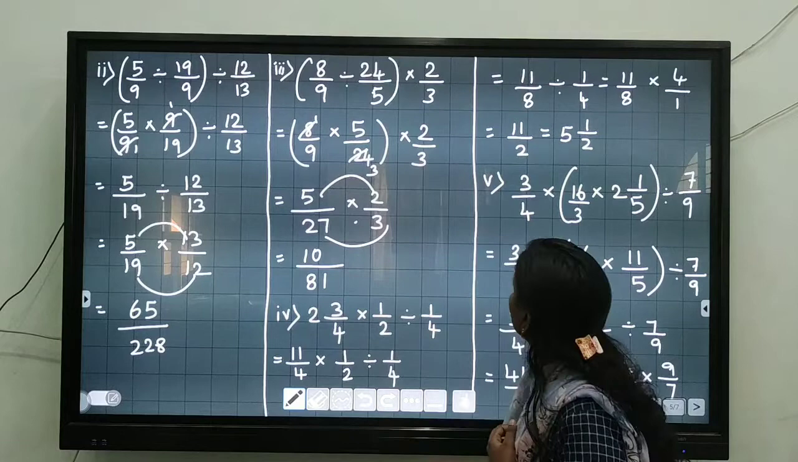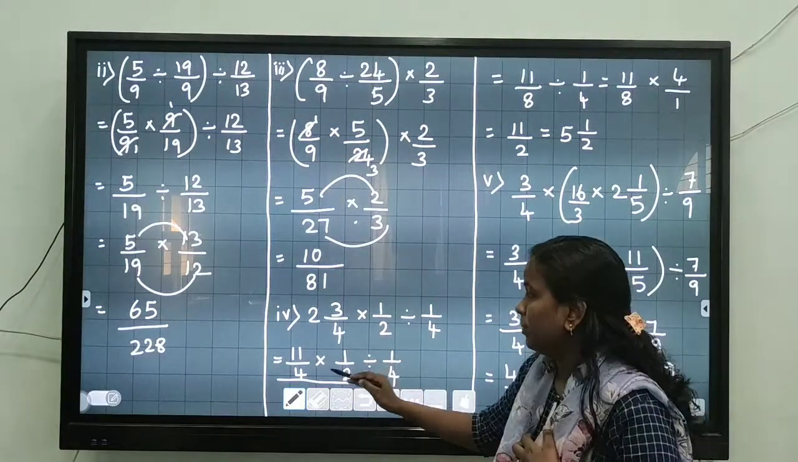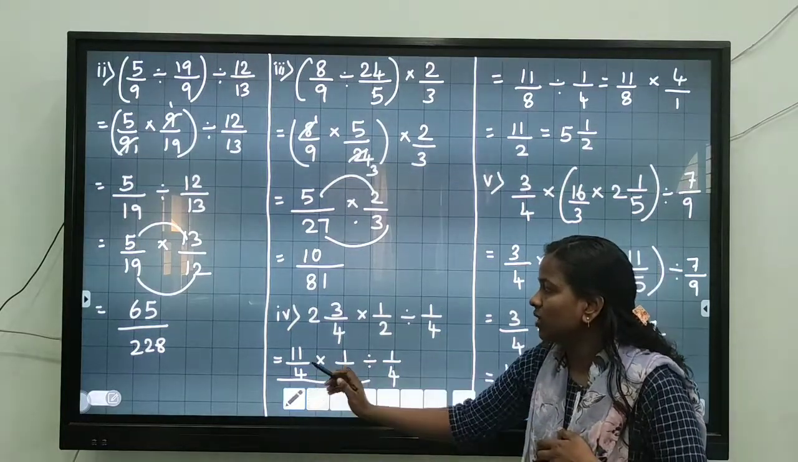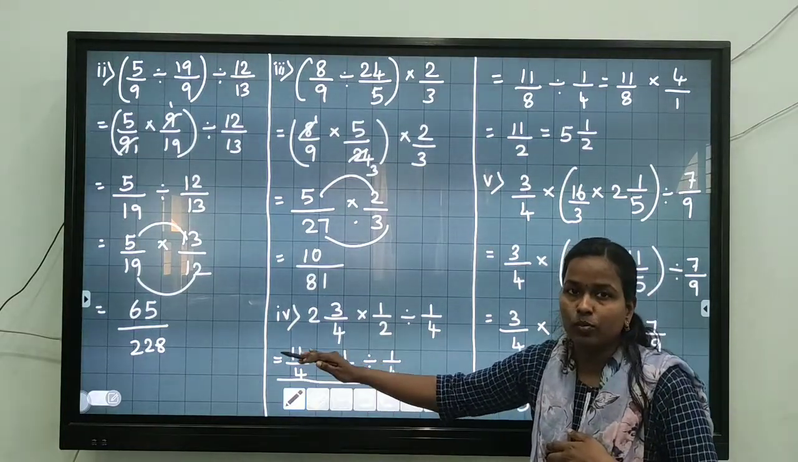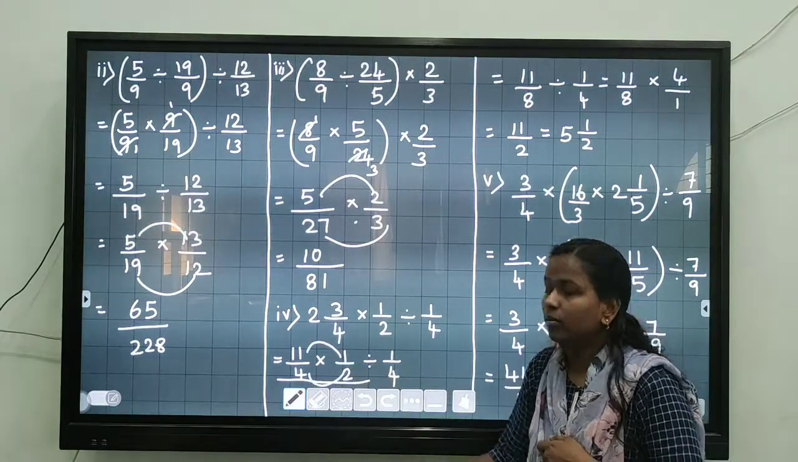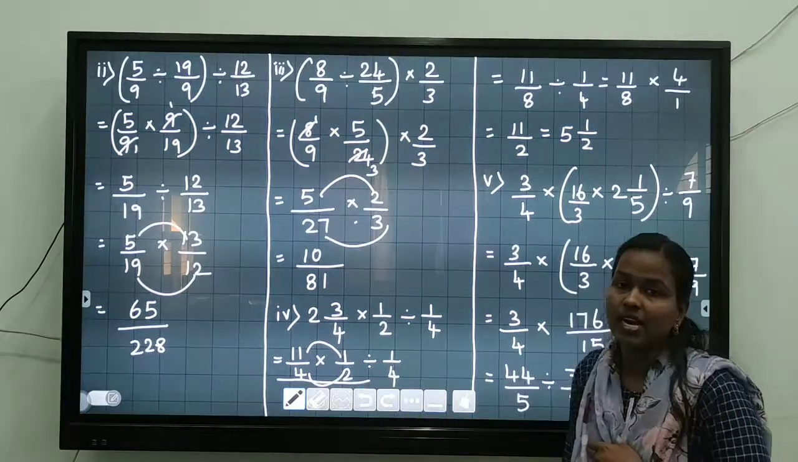So I am solving this one from the left side. Multiplication and division alone given means we can solve this from the left side. So I am first doing this one. There is no common factor between numerator and denominator, so I am multiplying numerator by numerator, denominator by denominator. So I am getting 1 11s are 11 divided by 4 2s are 8.